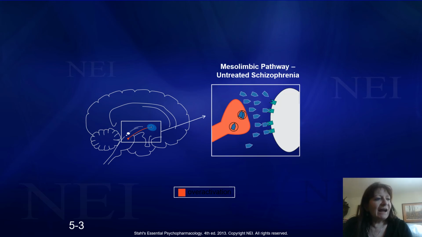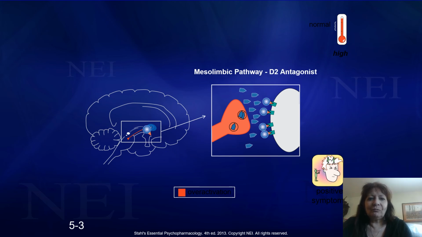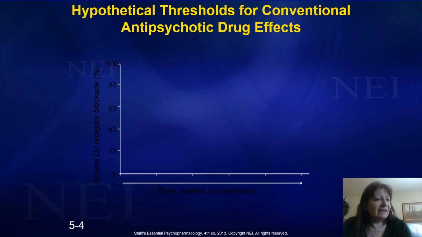So here we're looking at some schizophrenia theories. Too much dopamine in the mesolimbic pathway results in positive symptoms of schizophrenia. When you give a D2 antagonist, that will reduce the amount of dopamine and reduce the positive symptoms. Too little dopamine in the mesocortical area results in negative symptoms and cognitive and affective blunting.